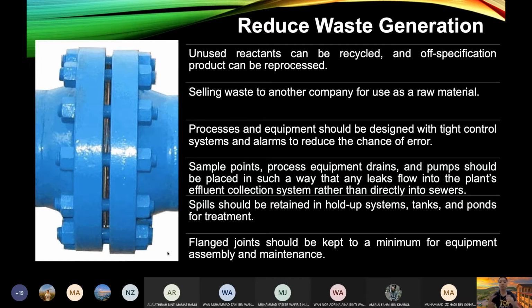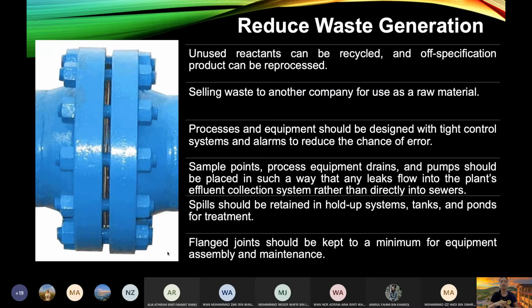Okay, so this is the simplification of the ways we can reduce waste. One, as I said, some of the chemical plants will choose to recycle your unused reactant. So that's one way to reduce waste, and also of course to reduce losses. Sebab kamu tahu reactant tu duit kan. So the more that I can recycle, the better it is, because that means that I reduce waste and more of my raw material can be converted into product.